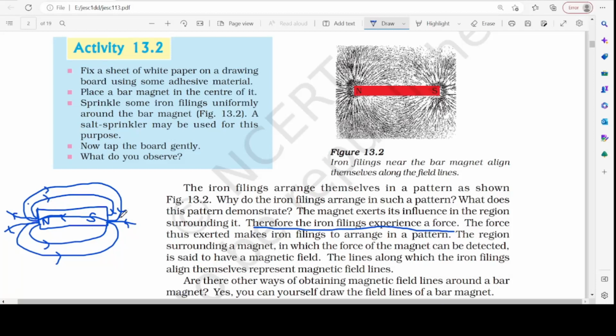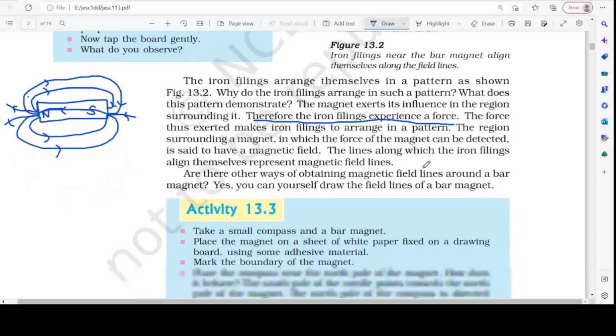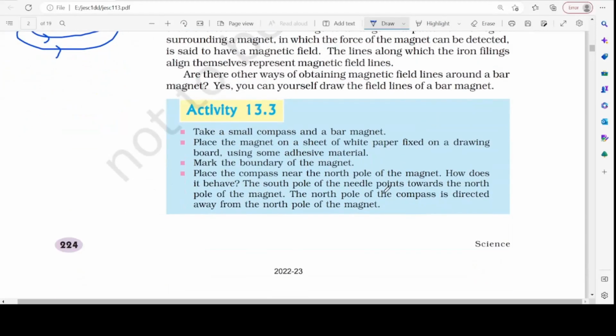So this is the pattern in which the iron filings would arrange themselves around the magnet, and inside the bar magnet the direction of the magnetic field is south to north, and outside it is north to south. So how do the iron filings arrange themselves? Because the iron filings experience a force outside the bar magnet, they arrange themselves in the magnetic field. Why do they experience a force? Because of the magnetic field. So obviously they will arrange themselves along the magnetic field lines. That is what is told in this paragraph.